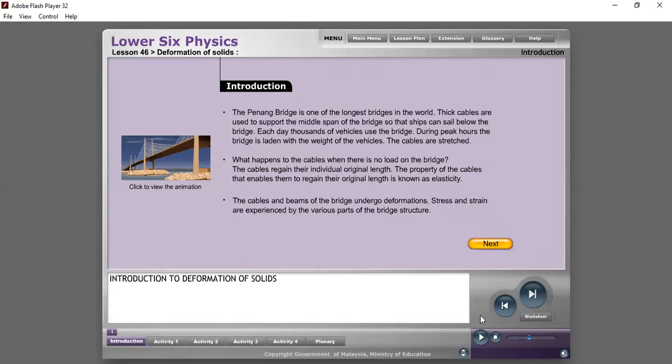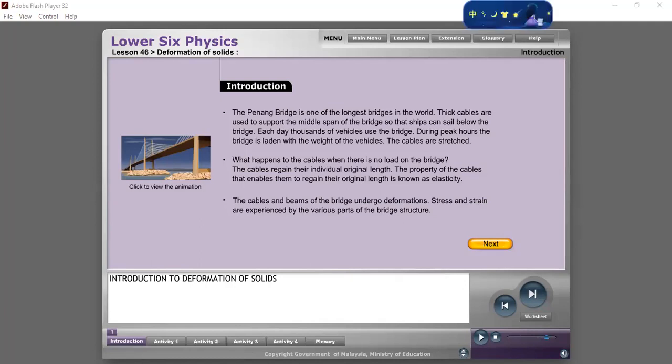The cables are stretched. What happens to the cables when there is no load on the bridge? The cables regain their original length. The property of the cables that enables them to regain their original length is known as elasticity.